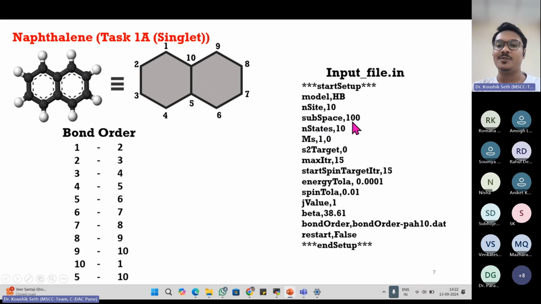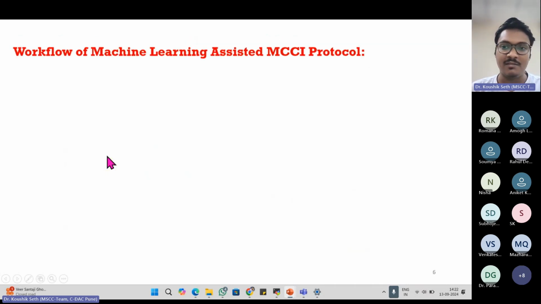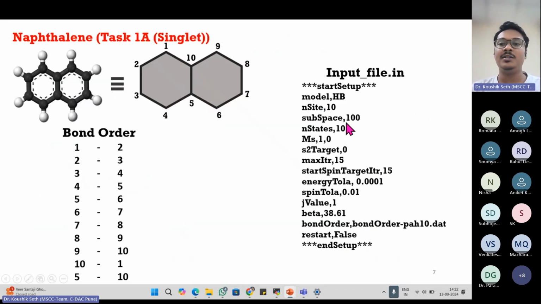Now coming to the subspace part. If you remember, I showed you a circle. We were only able to consider 6 configurations in that case, but in a real case, our configuration space may be larger. For a larger system, this subspace size may need to increase. So we start the calculation with a subspace size of 100. This is the end state.